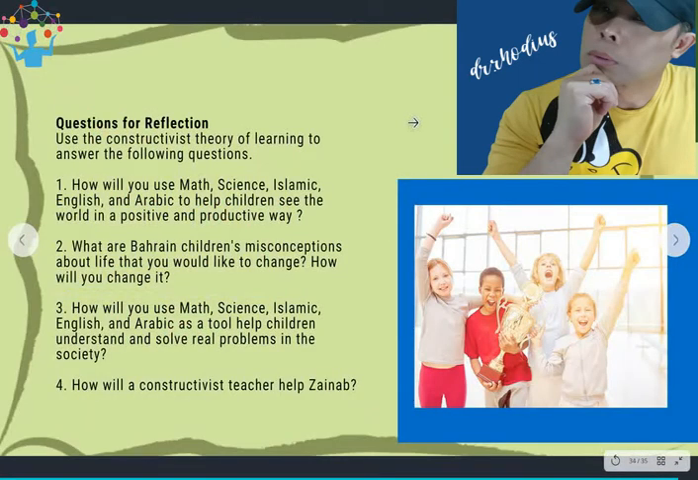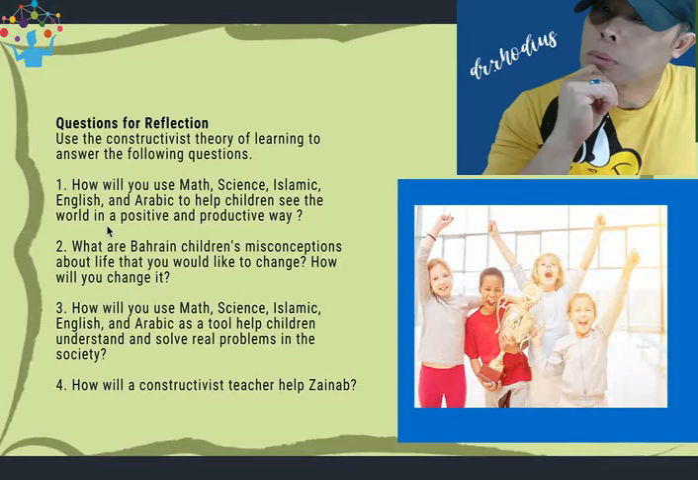Right. Questions for reflection. Let's now use the constructivist theory of learning to answer the following questions. How will you use math, science, Islamic, English, and Arabic to help children see the world in a positive and productive way? Okay, that's very interesting. So regardless of your specialization when you become a teacher, how am I going to make use of my course so that children will become very positive, will become beautiful persons in the future, will become very responsible persons in the future.